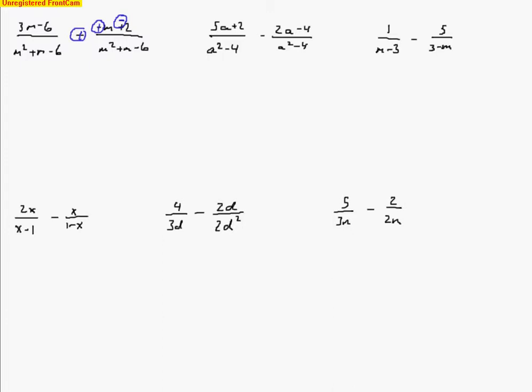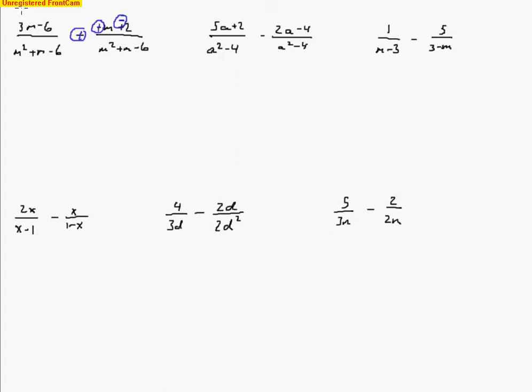The next step is to collect like terms on the top of the fractions. So you always want to change subtraction to addition, switch the second fraction's numerator to its opposite signs, and then collect like terms if the denominators are the same.